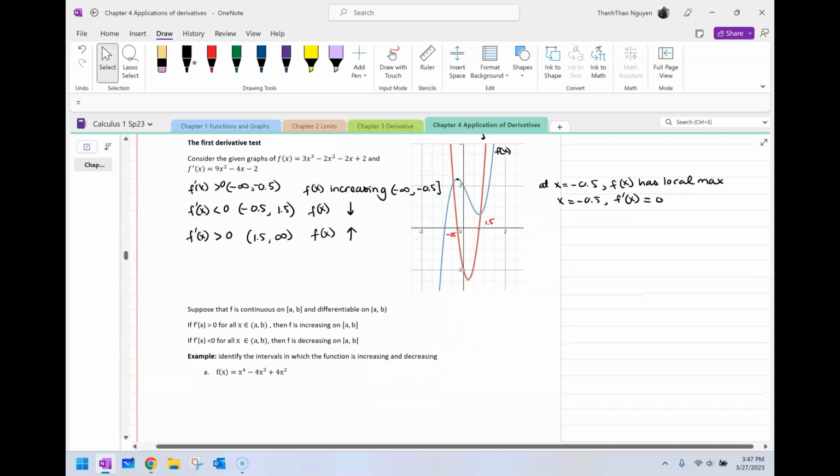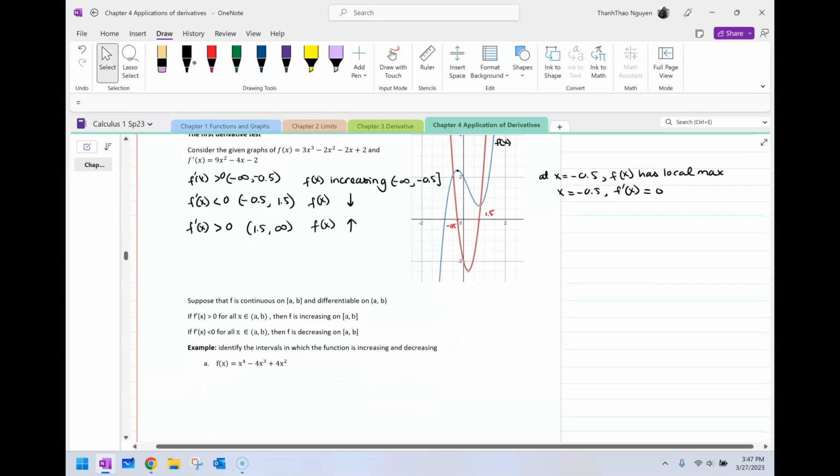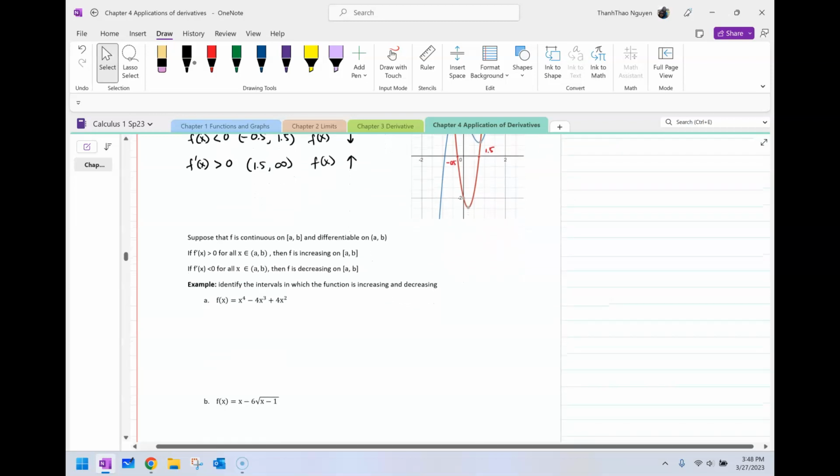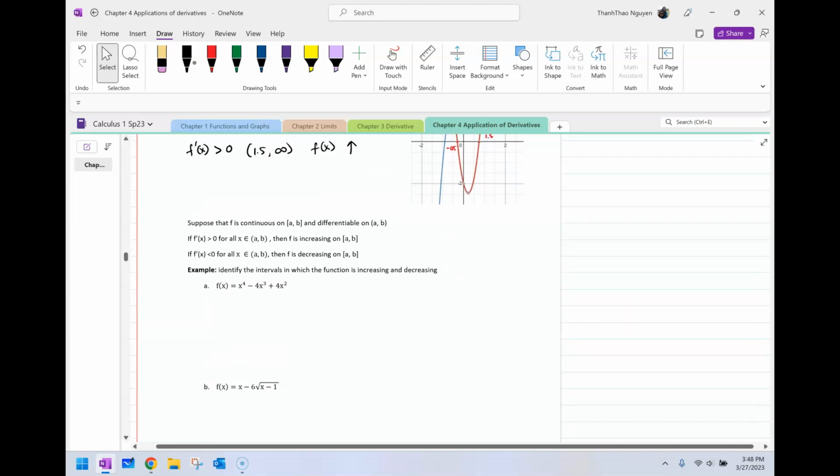Suppose that f is a continuous function on the closed interval ab and differentiable on the open interval ab. If f prime of x is greater than 0 for all x in ab, then f is increasing on ab. If f prime of x is less than 0 for all x in ab, then f is decreasing on ab. Identify the interval in which the function is increasing and decreasing.